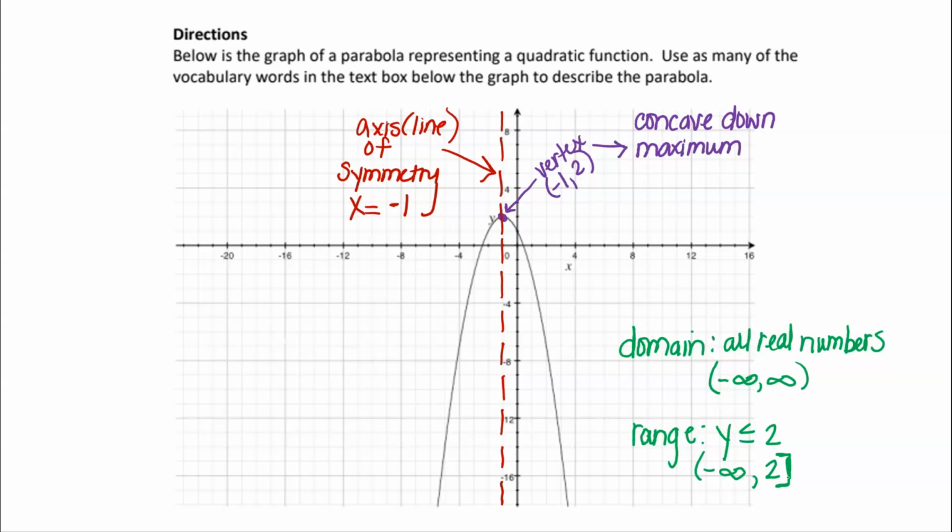A parenthesis means it's not included in the answer. A bracket means it is included. Infinity is never included, neither positive nor negative. That will always be a parenthesis. But if we're saying that y can be equal to 2, in interval notation, we're using that bracket. The bracket means it's included.